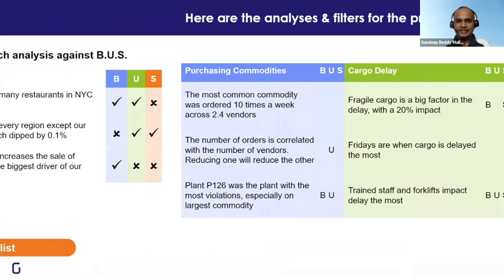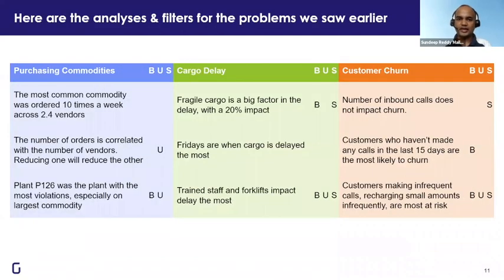So for the same 3 examples that we looked at, when we ran through the analysis, what we found was, let's start with the purchasing of commodities. The most common commodity was ordered 10 times a week from so many vendors, but that was expected. All the plants were operating on just-in-time manufacturing principles, so products were frequently ordered only to the extent that was required. So this was neither a big, useful, nor surprising insight.